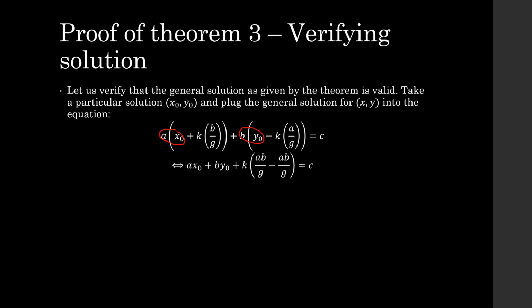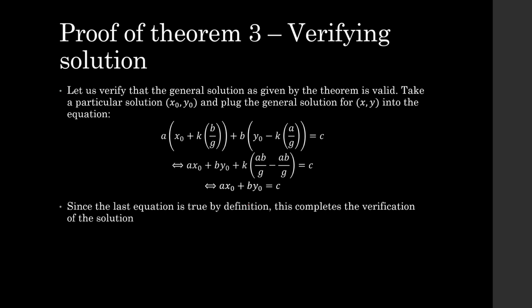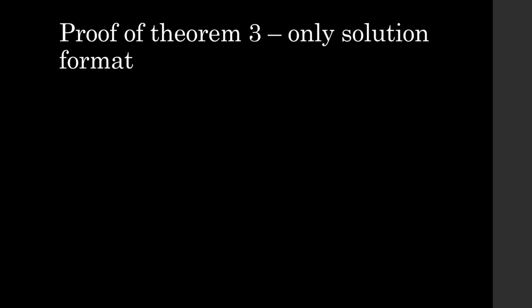Here I've got a negative sign, here I've got a positive sign, so I've got k times ab over g minus ab over g, and that's equal to C. Obviously ab over g minus ab over g disappears, that's going to be equal to 0. So we've got ax0 plus by0 plus k times 0, and k times 0 is just 0. So we've got ax0 plus by0 equals c. And we know this is true because we were given that x0, y0 is a particular solution pair. So this statement here is true: ax0 plus by0 is equal to c. So that finishes the verification of our solution.